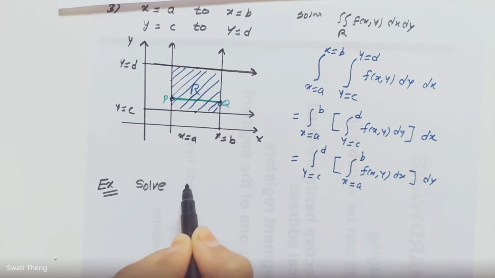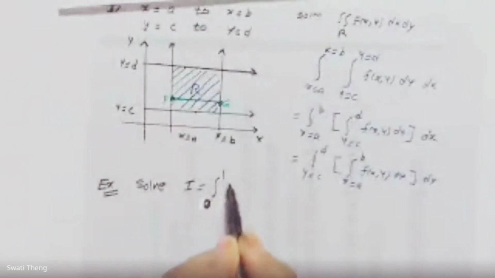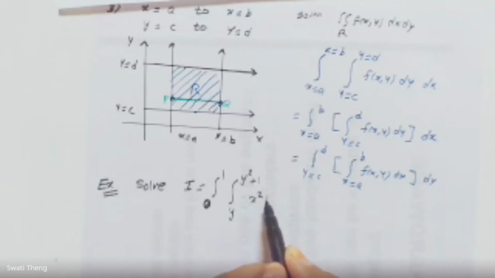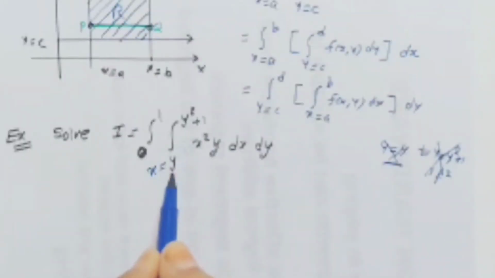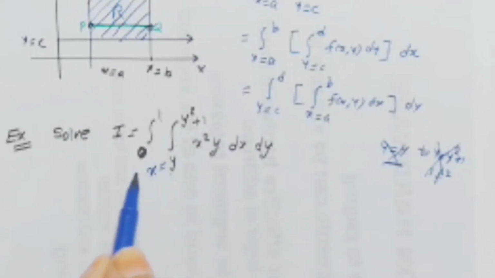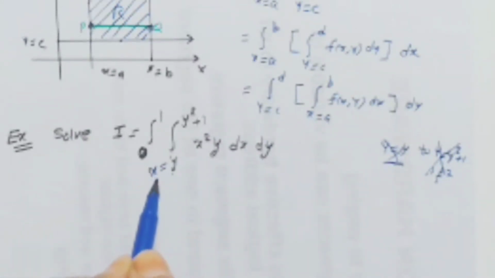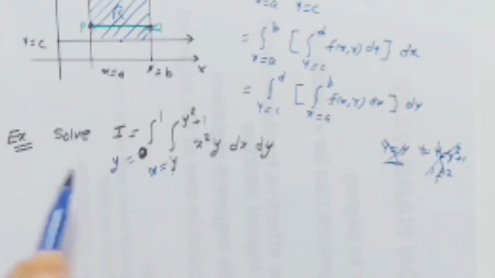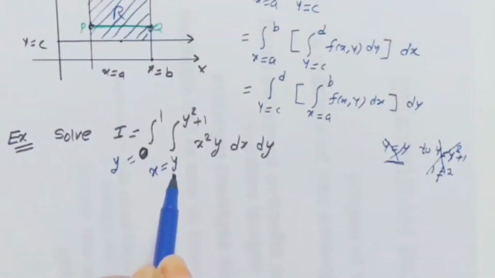Next example is solve the integral 0 to 1, next integral limit is y to y square plus 1, x square into y dx dy. The limit contains variable y, so this limit is for x. And if obviously you have understood that this limit is for x, then obviously the remaining limit will be for y. Now see here, the limit of x is in the form of y.